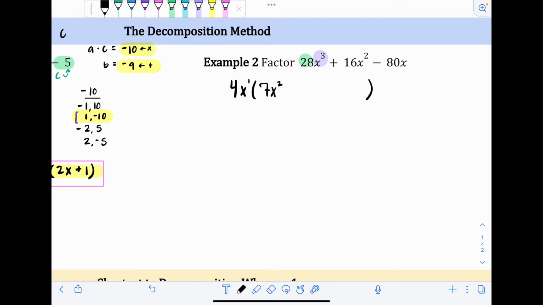And then positive 16 divided by 4 would be a positive 4. And then x squared divided by x to the first power would go down to x to the first power, because it's like 2 minus 1 for the exponents. And then negative 80 divided by 4 is negative 20. And then x divided by x cancels out the x completely. So there's no more x at the end. Okay, so I factored out the GCF. So now after this step, we treat this exactly like number 1, but just with what's inside the parentheses.